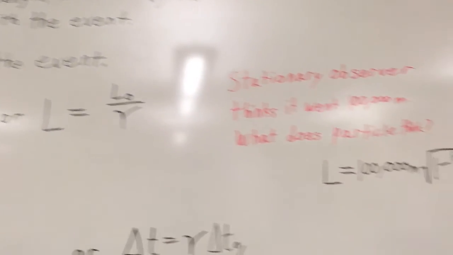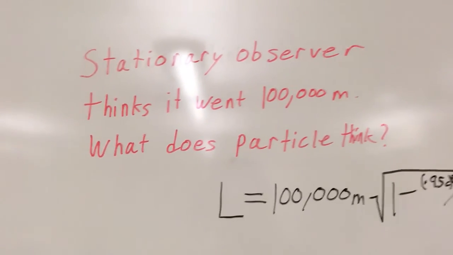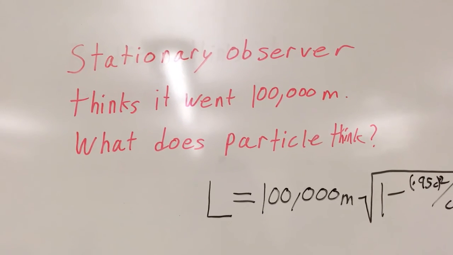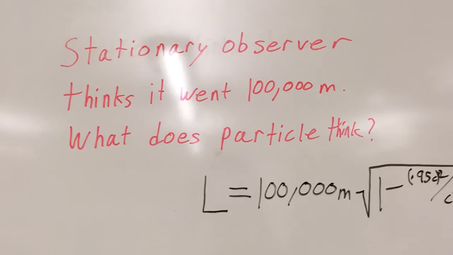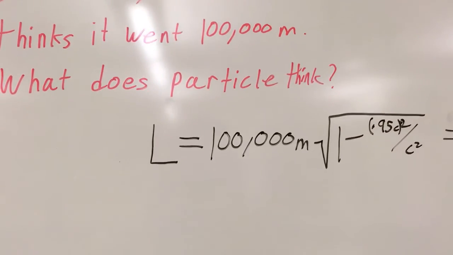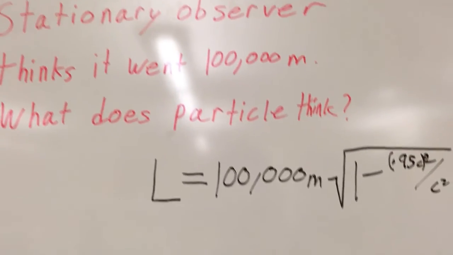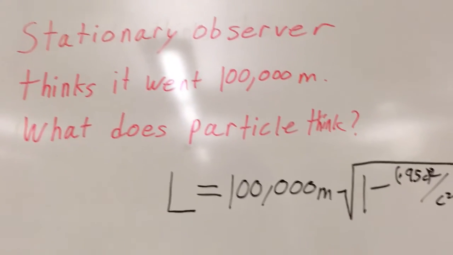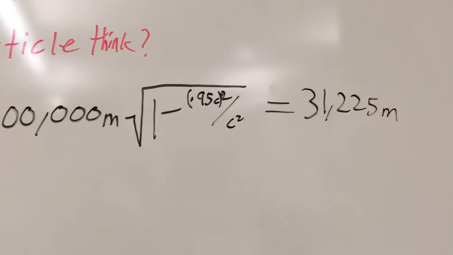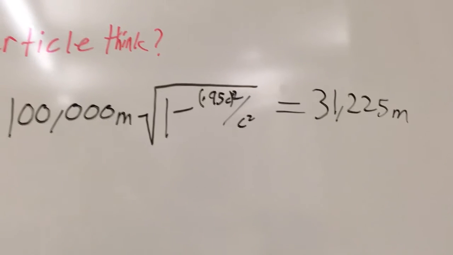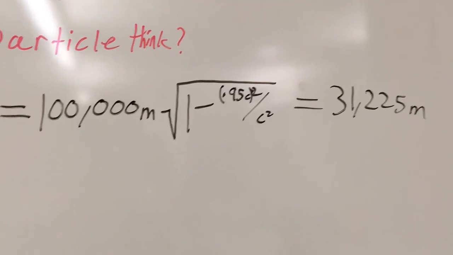So we'll do a quick practice problem with this. Take the particle problem we just did, and the stationary observer thought that the particle he was observing went 100,000 meters. The question is, what distance does the particle think it went? If you plug in 100,000 meters for proper length, because the observer here measures proper length since he was standing still, and divide by gamma, we get about 31,000 meters. So this shows that the faster something is going, the less distance they think they went in the same amount of time.